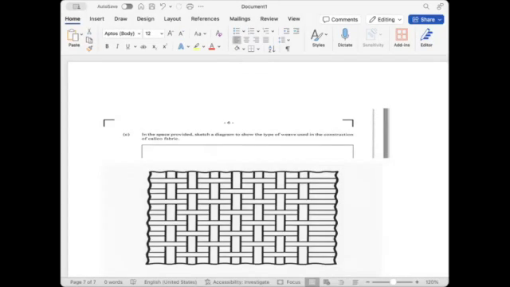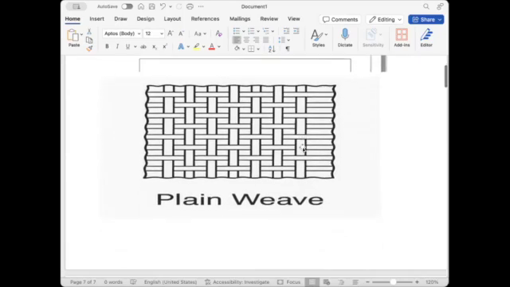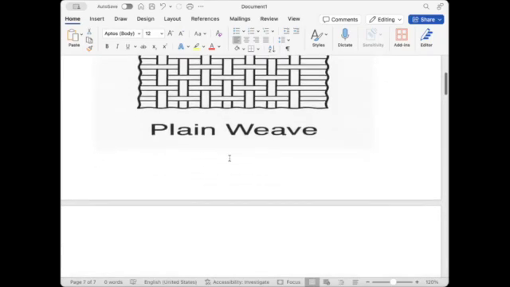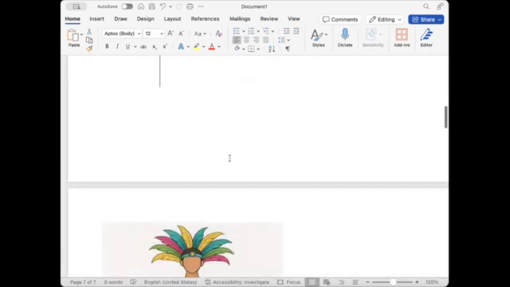Two marks. All right, so remember the question that we have left out at the top part? All right, so this is the question. It says, in the space provided, sketch a diagram of a type of weave. And this is the weave that we have, plain weave. So you'll actually draw a diagram of a plain weave, and then you'll get two marks for that, and you label it as plain weave. All right.